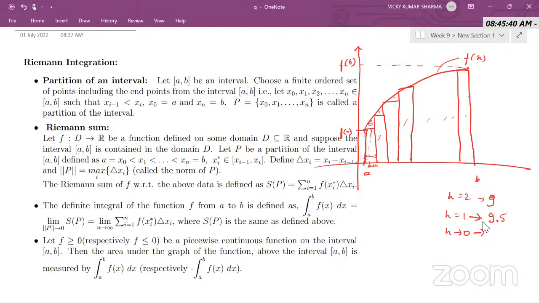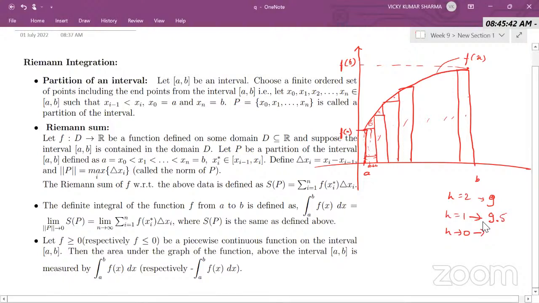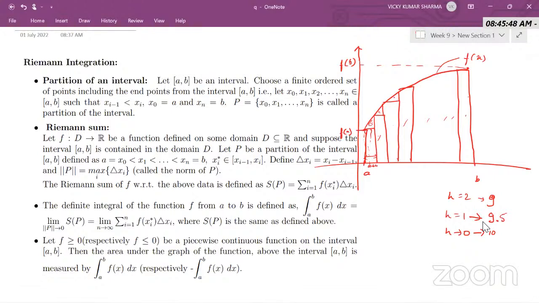At that point of time, I see that the area actually tends to what? Somewhat like 10. Let's say this goes to 10. So essentially I have to reduce this h. Then how do we do that? For this, we will be using some kind of mathematical tool. Okay. So how do we do that?